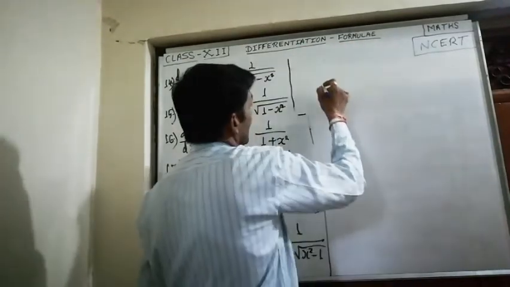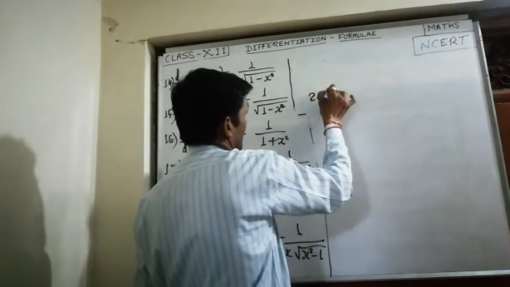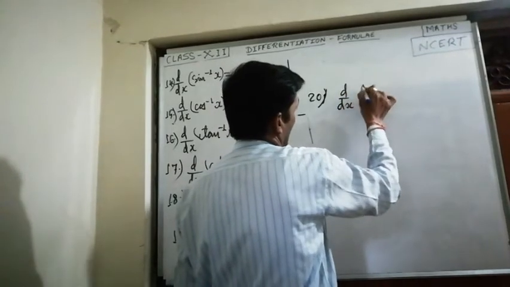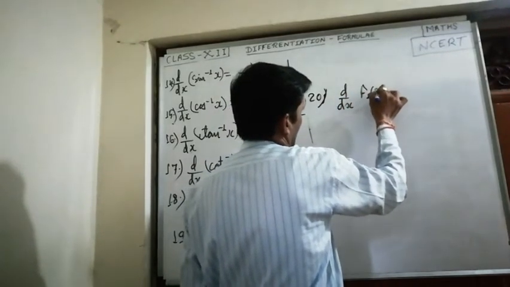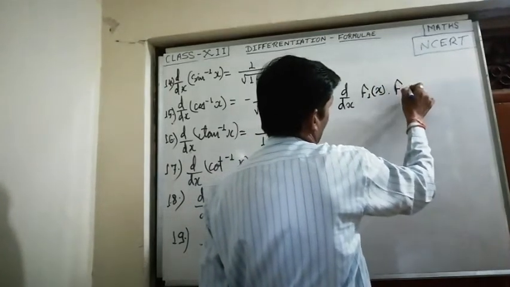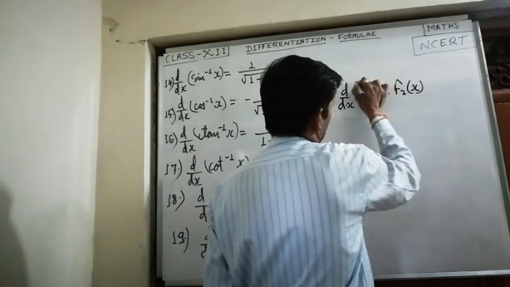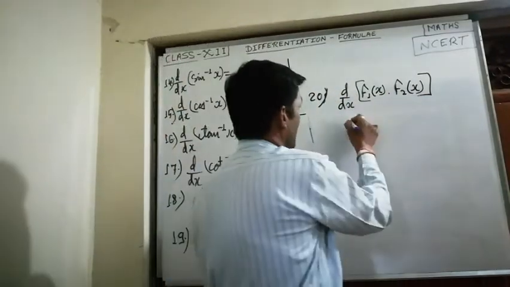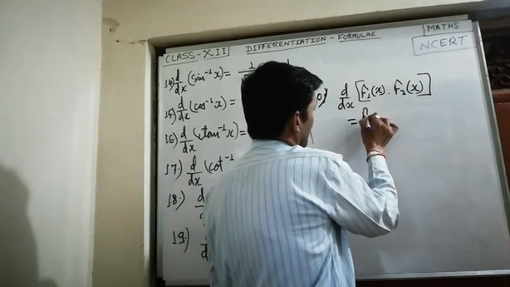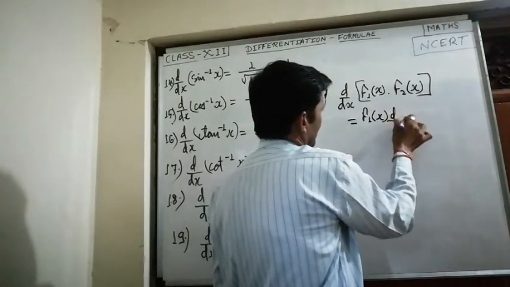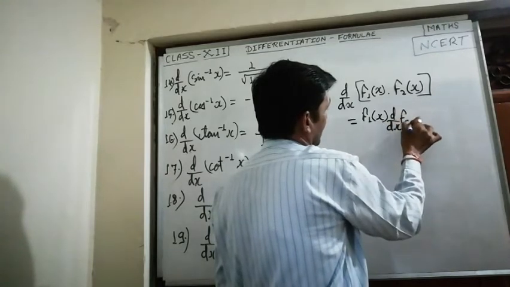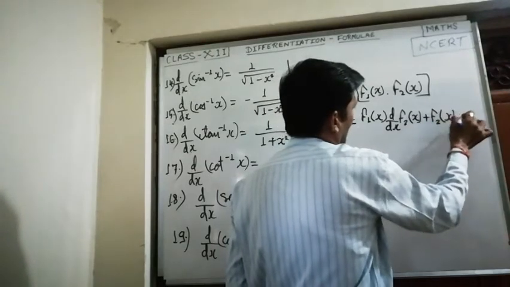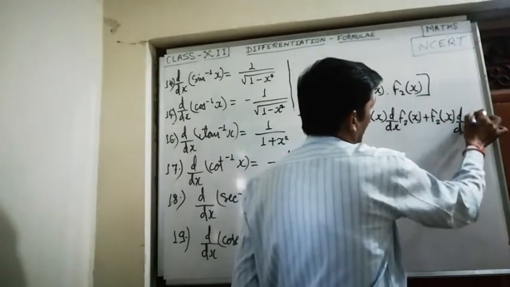Now, two more special formulae, that is 20th one I am explaining you. D by dx or differentiation with respect to x of first function into second function. That is called product formula for differentiation. It is first function, this one is second function. So the formula is first function into differentiation with respect to x of second function plus second function into differentiation with respect to x of first function.